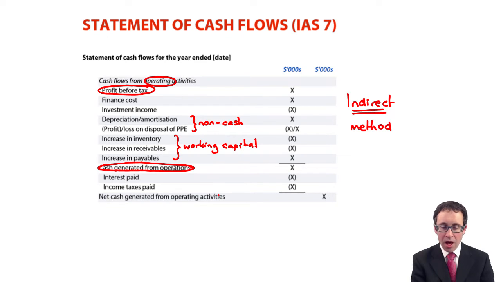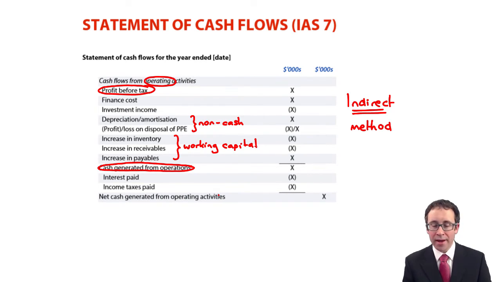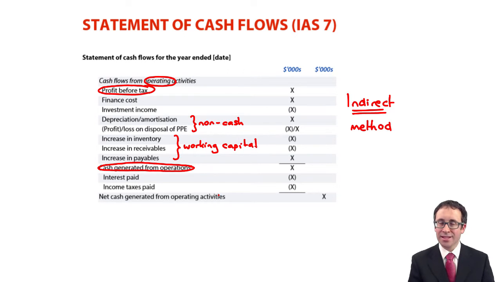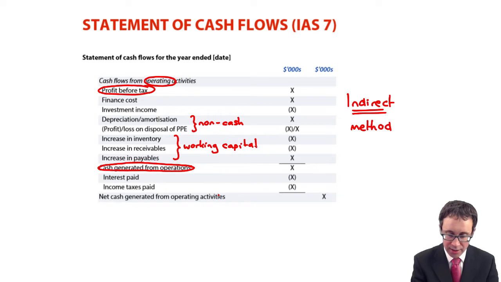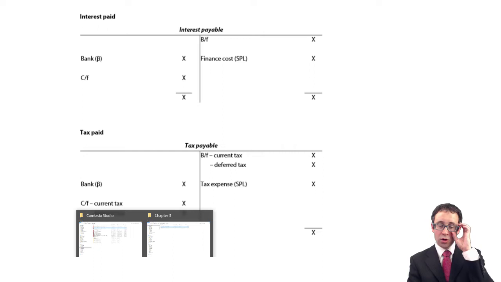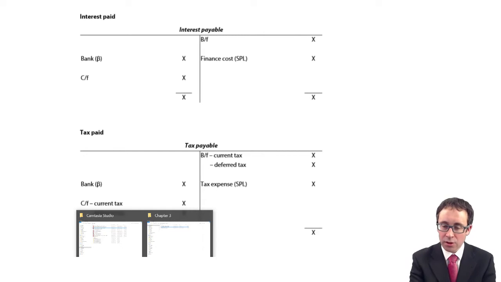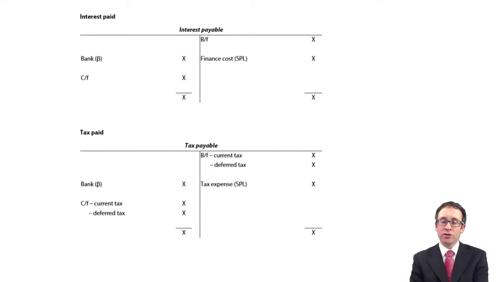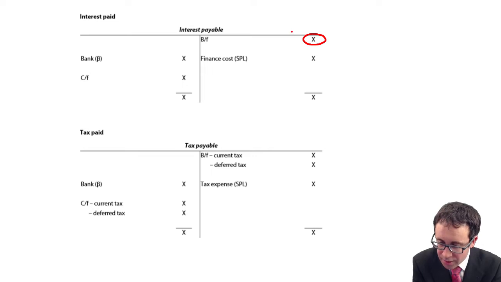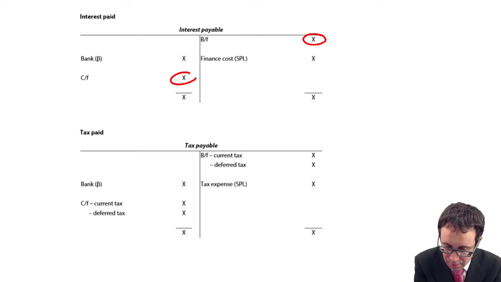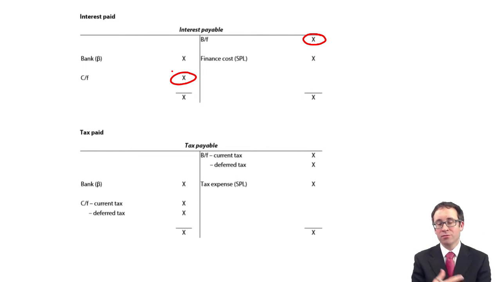You've then got the mandatory payments of interest and tax, both of which will require a separate working. And those workings are just a couple of pages over. So what you've got there is your interest payable. Remember, that is a liability, isn't it? So you've got your opening balance on the credit side, the closing balance on the debit, ready to bring forward on the credit next year.